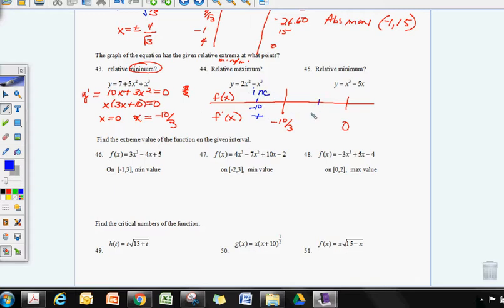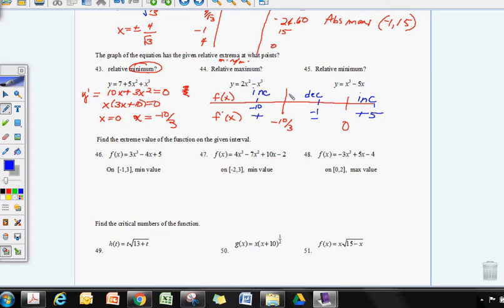If I picked negative 1, and I plug it in, I get positive 7 and negative 1. That is negative, that is decreasing. And if I pick 5, and I plug it in, it's going to be positive, it's increasing. And you guys saw that I was plugging it in at the factored or at the original, it doesn't matter.